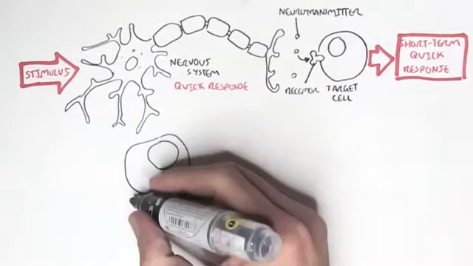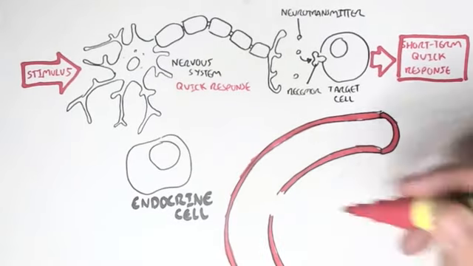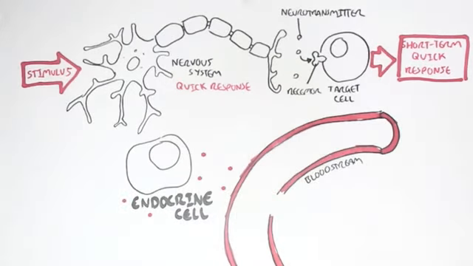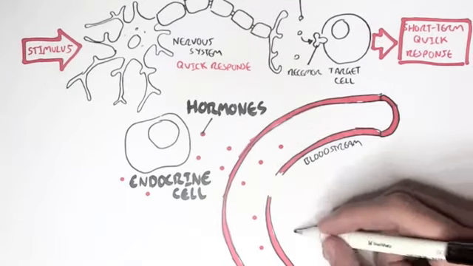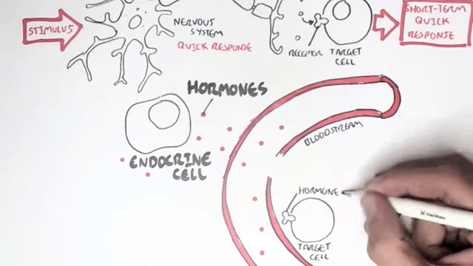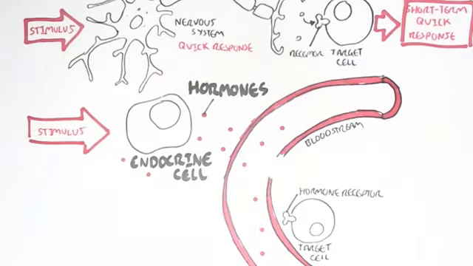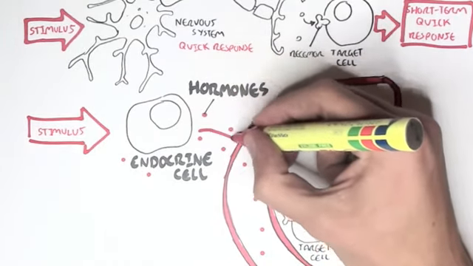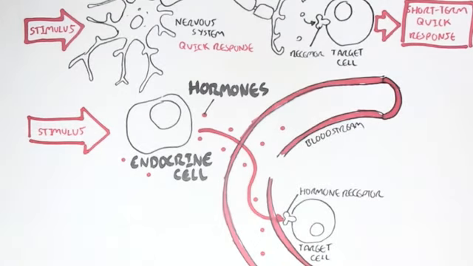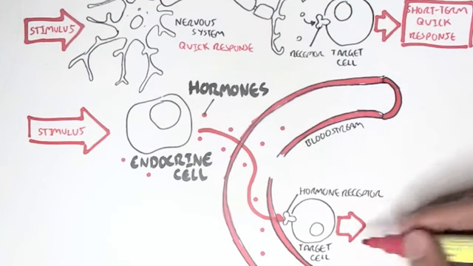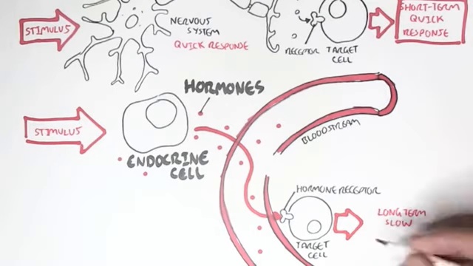Now, the endocrine system, on the other hand, will send signals not via neurotransmitters but through hormones. And these hormones will travel via the bloodstream, where they will then target a cell and its specific receptors. So what happens with an endocrine cell is that when a stimulus or command comes, this will stimulate the endocrine cell to secrete hormones into the bloodstream, like so. These hormones will then target and bind onto a specific receptor on a target cell. This will cause the target cell to initiate a long-term, slow response.